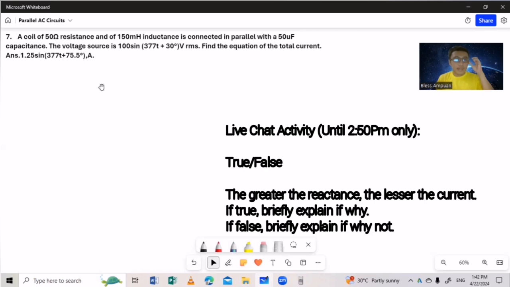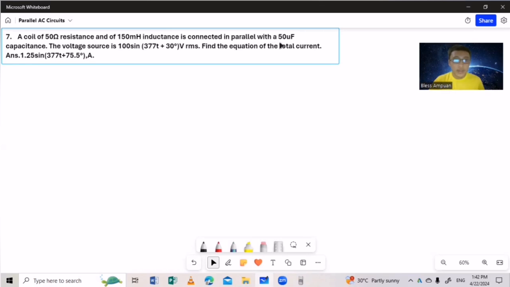Okay, so for our example number 7, our problem is a coil of 50 ohm resistance and inductance of 150 millihenry. And then we also have a 50 microfarad capacitance, and we have a voltage source. So our given is the voltage source. It is an equation. So we're going to solve for the equation of the total current, number 7.